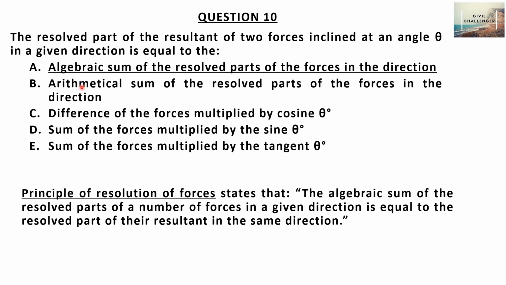Now, the difference between algebraic and arithmetical sum is that in an algebraic sum we consider whether it is positive or negative, because if a force acts in one direction and another force acts in the opposite direction, then we need to consider the second force as negative and the first force as positive. Arithmetic sum means that we will not consider the sign, we just consider the magnitude.